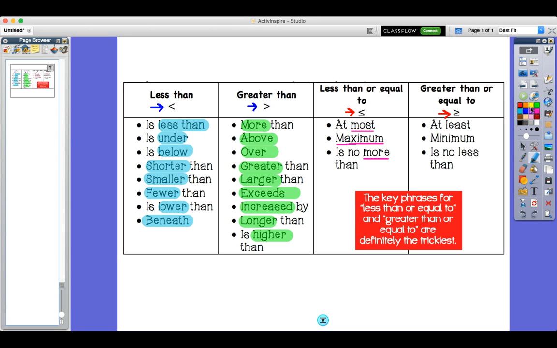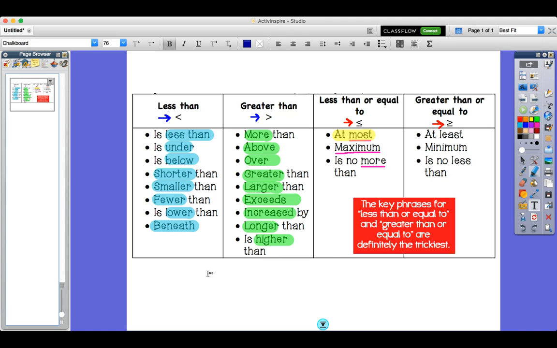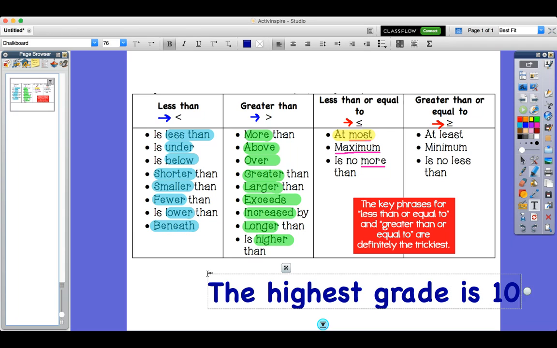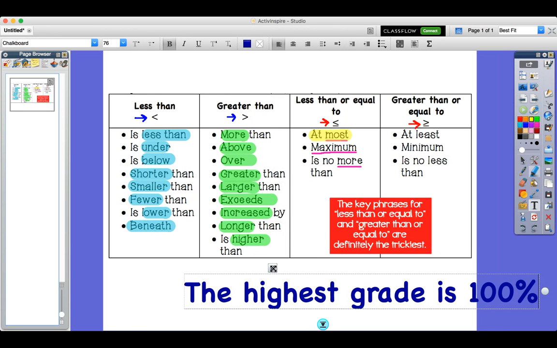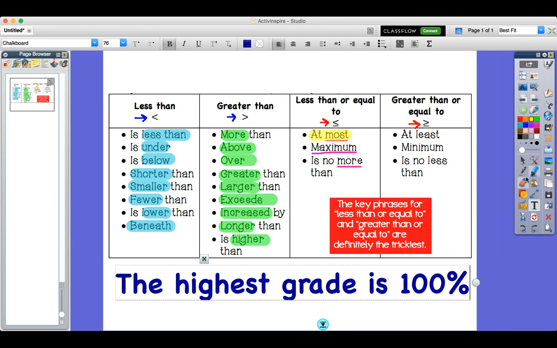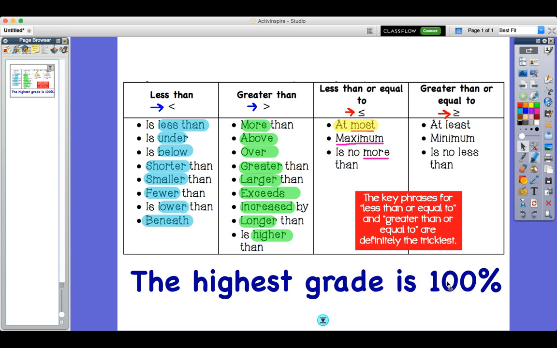So in a real life situation, if I was taking a test and I could at most earn a 100%, what does that mean? If the highest grade is 100, that means at most I could get a 100%. So could I get a 100%? Yes, that would be my highest grade. At most I could get a 100%.